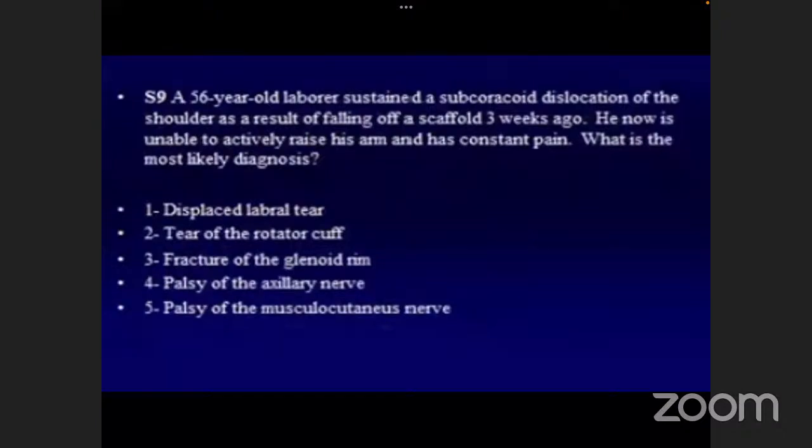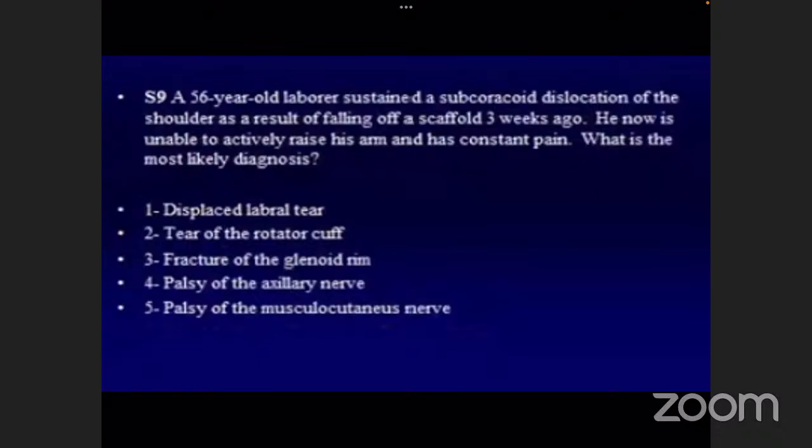A 56-year-old laborer sustained a subcoracoid dislocation of the shoulder as the result of falling off a scaffold 3 weeks ago. He now is unable to activate his arm and has constant pain. What is the most likely diagnosis?